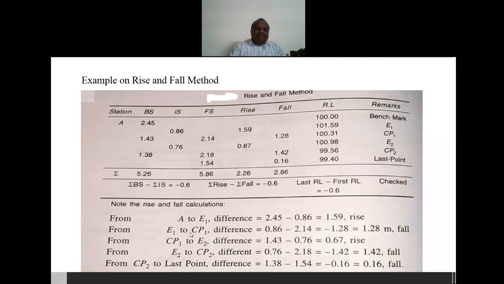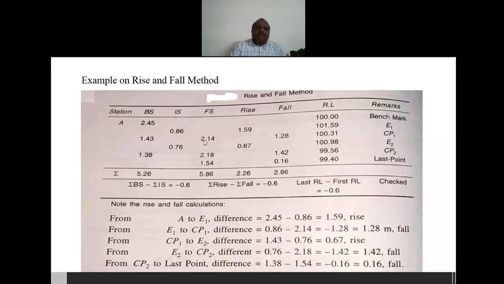So from station A to E1, it is 2.45 minus the present reading 0.86. So you will get a plus value, that means rise. Similarly, 0.86 minus 2.14, you will get a minus value, so it is a fall.